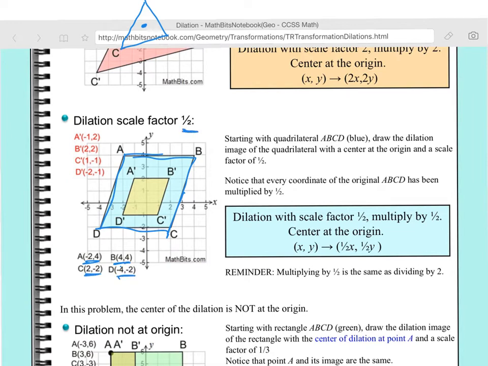So since the scale factors are half, and the center of enlargement is at the origin, K is equal to a half. We're going to multiply each coordinate by a half, which will give us minus 1, 2, 2, 2, 1 minus 1, and minus 2, 1, as we multiply each of these coordinates by a half. And when we plot it, we'll see that we get a reduction of a half.